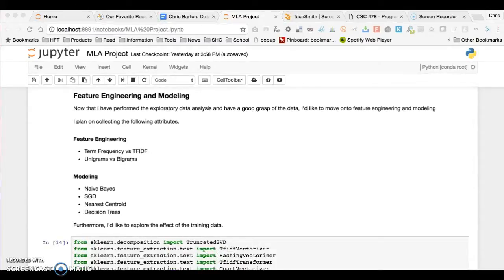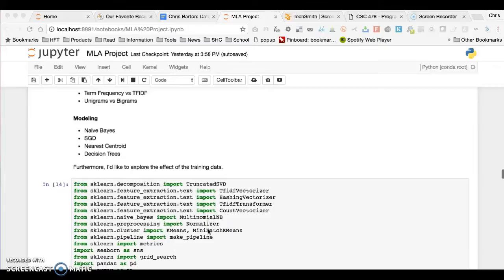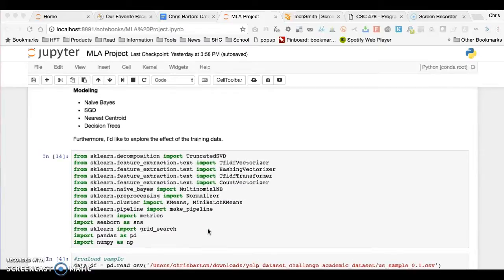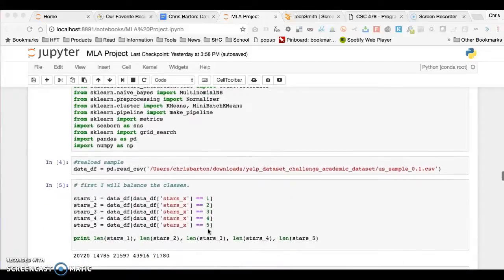Next up, we move to feature engineering and modeling. Here I tested out 4 different classification algorithms and 2 different feature engineering techniques: term frequency versus TF-IDF, unigrams versus bigrams. For modeling, I use naive Bayes, stochastic gradient descent, nearest centroid, and decision trees.